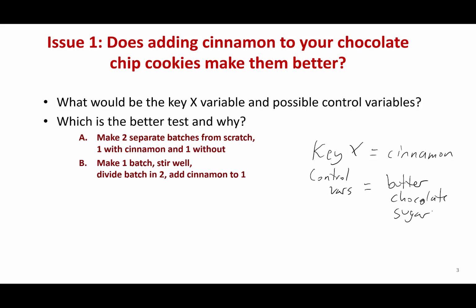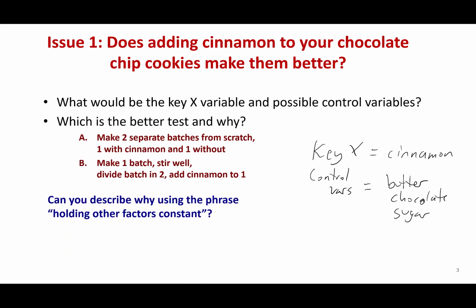Okay, so I would choose test B. And the reason for this is that the only thing we want to be different between the two batches is the cinnamon. We don't want there to be anything else that can affect the outcome and to be different between the two batches. That is, we want the two batches to have the same amount of butter, chocolate, and sugar. Okay, so if I were to ask you to describe this using that phrase, holding other factors constant, again, take a moment if you wish. Okay, so what I would say is I want to know how cinnamon affects the taste of the cookie, holding constant butter, sugar, and chocolate.